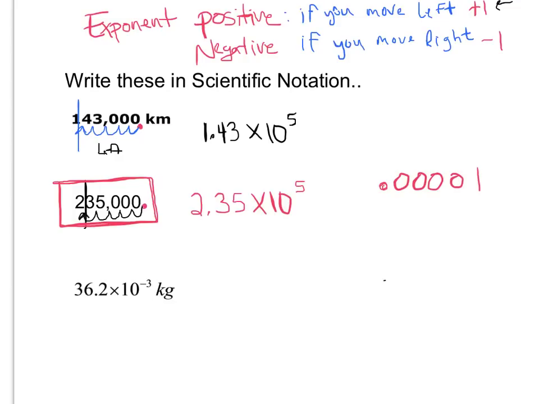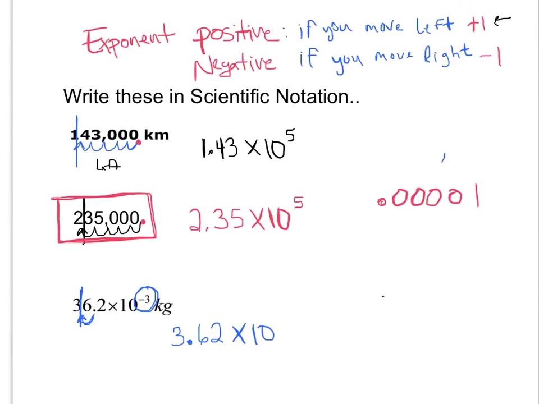So what we need to do is we can use the same kind of thing, and we can say, well, we need to move our decimal place once, so we get 3.62 times 10 to the, well, we started off with negative 3. Now this is where that plus 1 minus 1 thing kind of comes in handy.